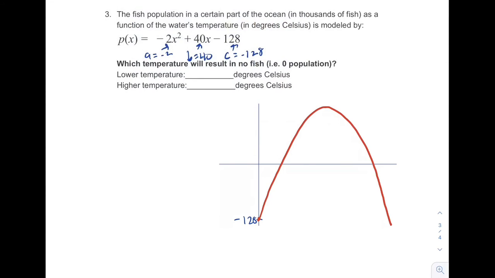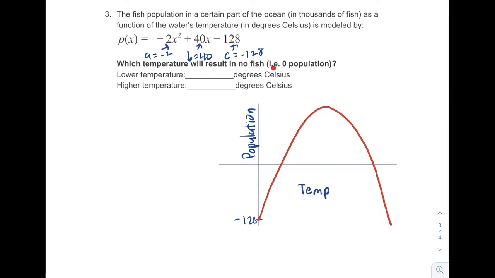Okay, and then we can label all values. So fish population as a function of temperature. This is going to be population, and this is going to be temperature. So population as a function of water temperature.